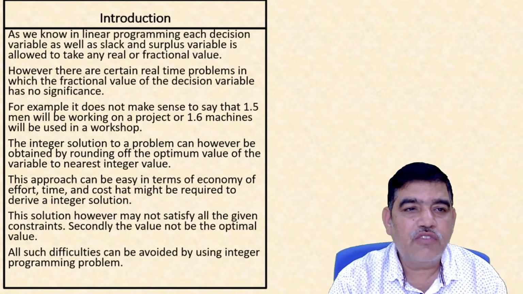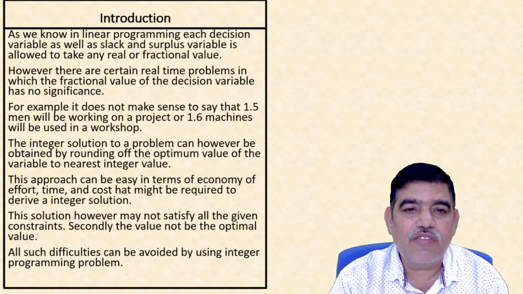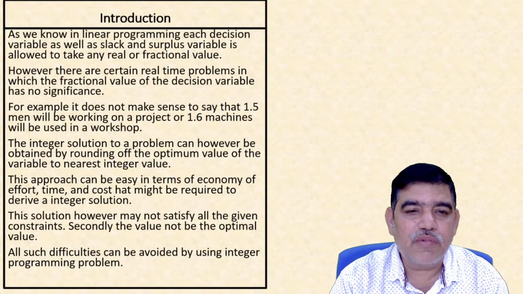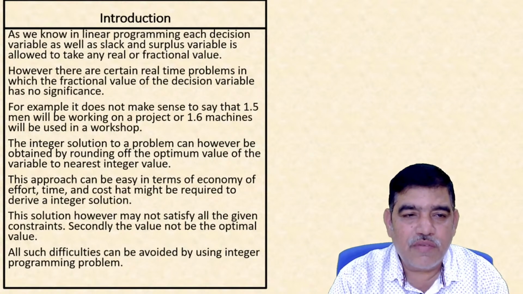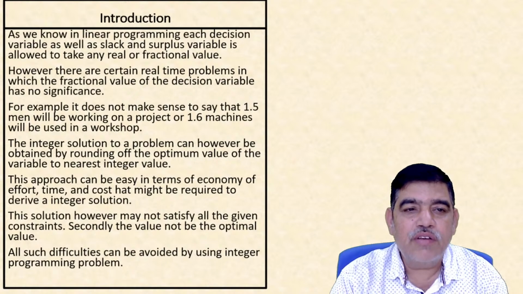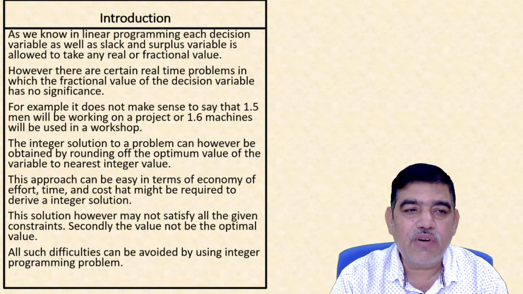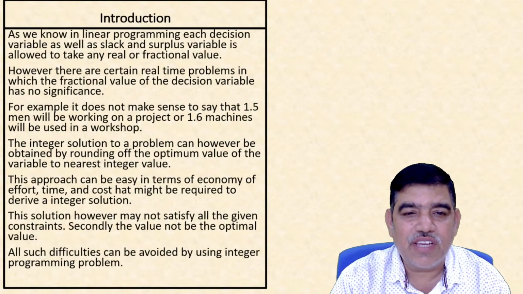As we know, in linear programming, each decision variable as well as slack and surplus variable is allowed to take any real or fractional value. Whenever we solve the linear programming problem by using the simplex method or the graphical method, sometimes the objective function is maximized or minimized at a point that may be a fractional or real value. However, there are certain real-time problems in which the fractional value of the decision variable has no significance.